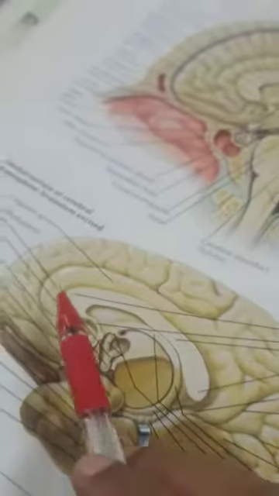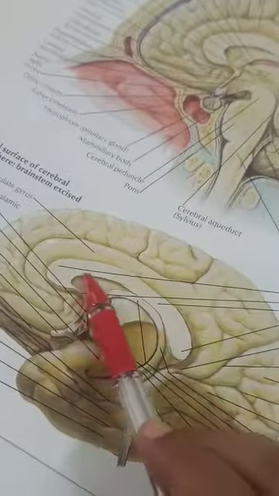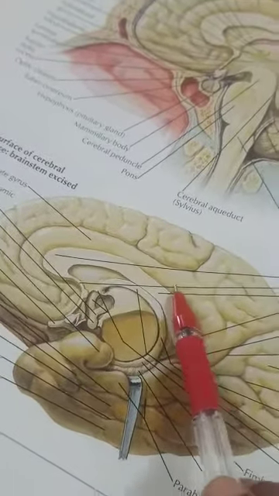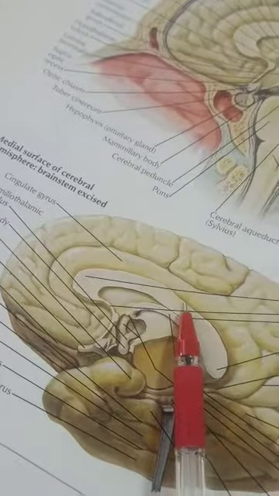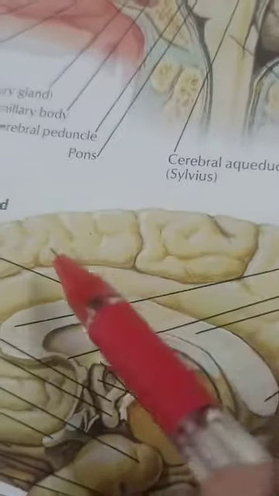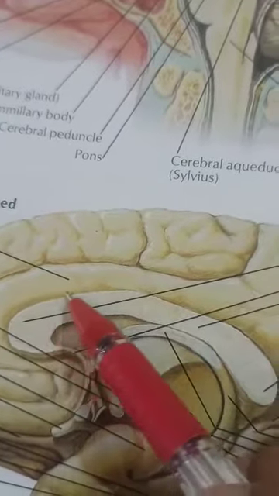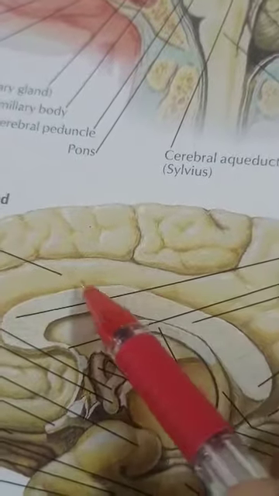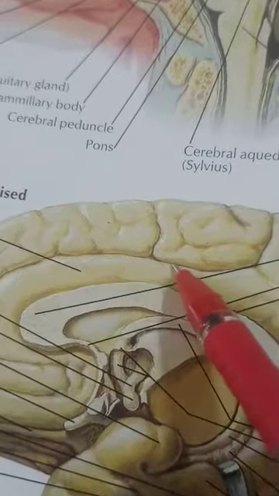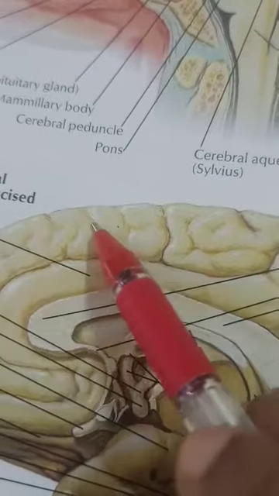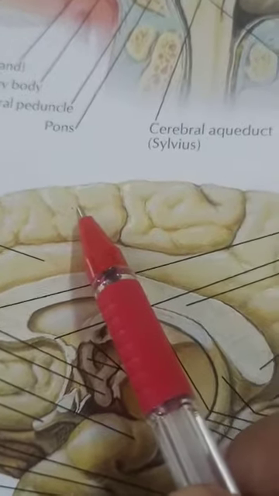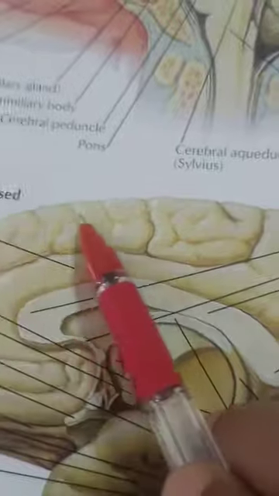So towards the medial surface, this is the medial surface, we can make out this is our corpus callosum. Above the corpus callosum comes the callosal sulcus. Here above the corpus callosum, this is the callosal sulcus. Okay, above that comes the cingulate gyrus. Then above that we can see this is the cingulate sulcus, and this portion is known as the medial frontal gyrus. This is the medial frontal gyrus.